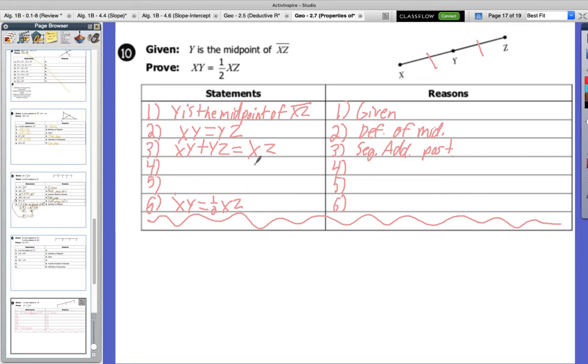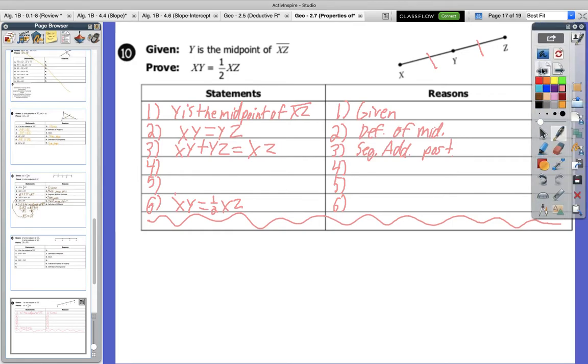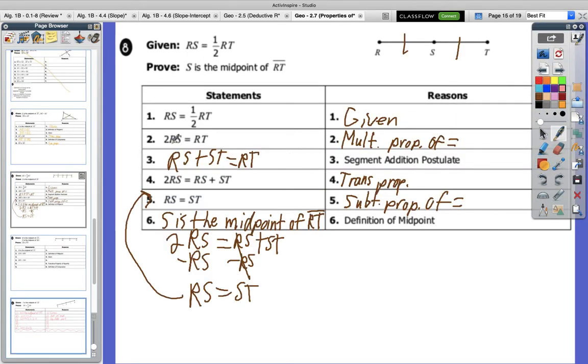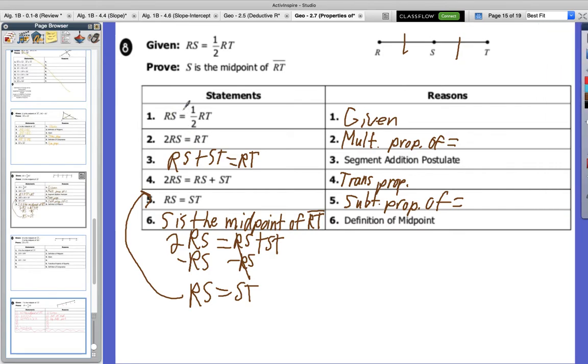Now, at the end of the day, I'm going to be needing to get something where I have 2 times XY. I'm going to need something being 2 times XY at the end of the day. And I'm going to need that to equal XZ, because then I'll be able to divide by 2 to get this. And the reason I know I'm going to get that is not only because I'm the teacher, but because that's what we did here. If we're doing the opposite of what we did on number 8, and on 8, we started off with something equal to 1/2, and we had to multiply by 2 to get it there. So here we're going to have to get to this point where we have twice of something, we're going to divide by 2.